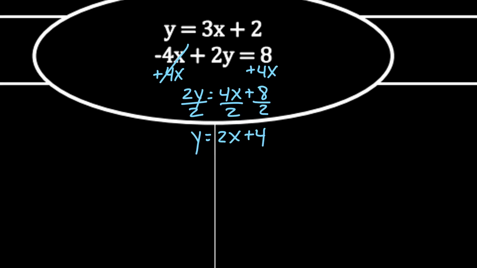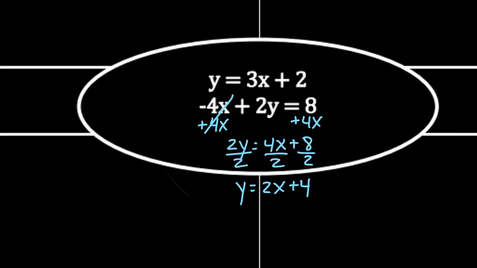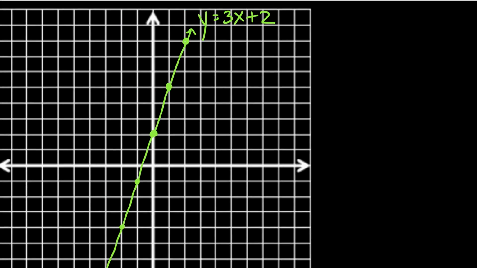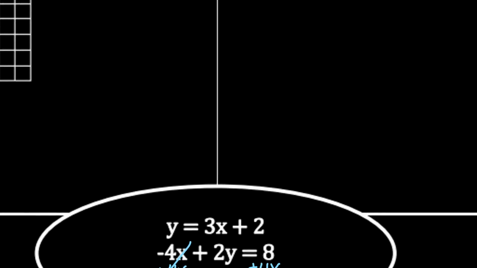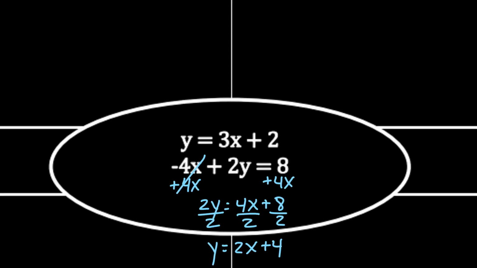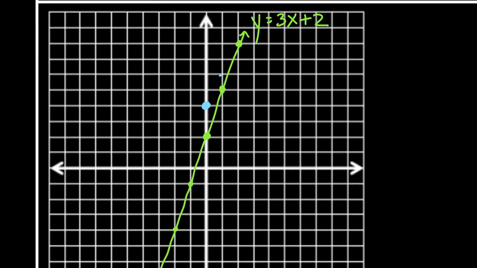Where should I put my first point? At 4, y is 4. So that's (0, 4). And my slope is how much? 2 over 1. So my rise is 2, and my run is 1. So I go up 2 over 1, and down 2 to the left 1. So this is my line.